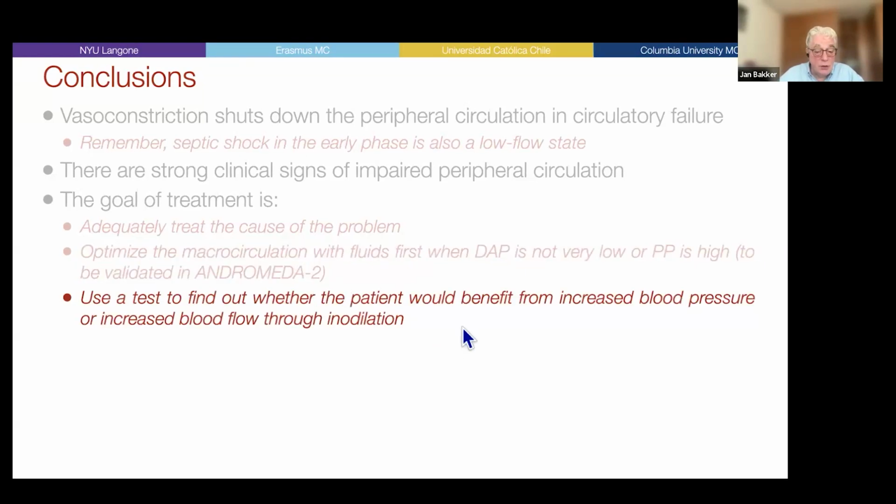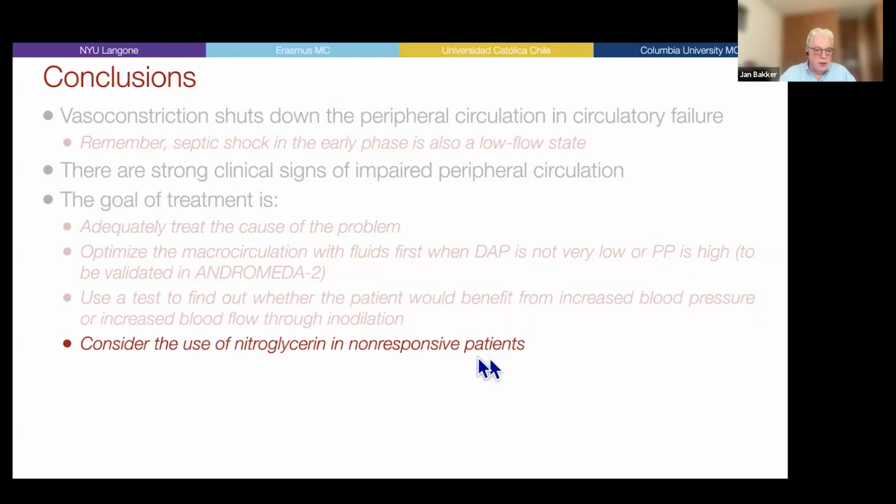Use a test to find out whether the patient would benefit from increased blood pressure or increased blood flow. If you did your stuff and you're not sure, then test the system or stress the system. Increase the blood pressure, see what happens. Give an inodilator, low dose dobutamine, 2.5 micrograms per kilo or 5 micrograms per kilo, and see what happens.